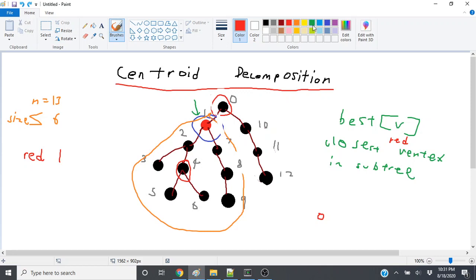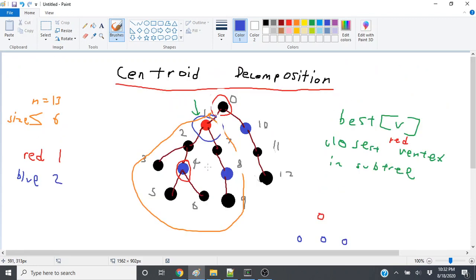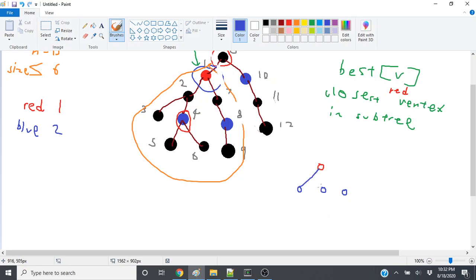And now we're going to make these blue. Blue is a level 2 centroid. So now we're going to use fill. This is the centroid for this one, this is a centroid for this one, and this is a centroid also for this one, but we only need one of them. Now we're going to draw these blue nodes on the tree, and their ancestor is all going to be the red node, the level 1 centroid. So we're going to attach them to the next biggest centroid.